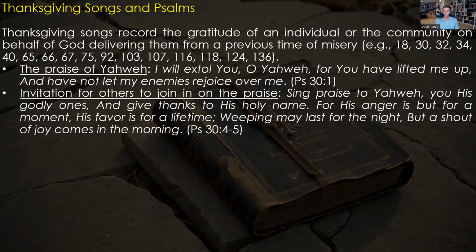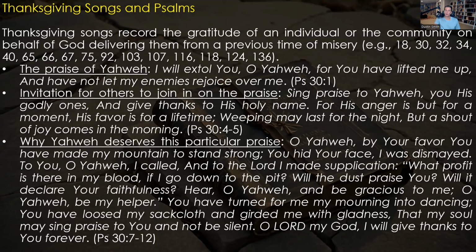Why? Here's another purpose statement. For his anger is but for a moment, his favor is for a lifetime. Weeping may last for the night, but a shout of joy comes in the morning. Okay. So, yeah, difficult times for a little bit. Okay. Anger is for a short moment, weeping is for a small night. Okay. But his favor is for a lifetime, and the shout of joy comes in the morning. Okay. So there's the invitation for others to participate.